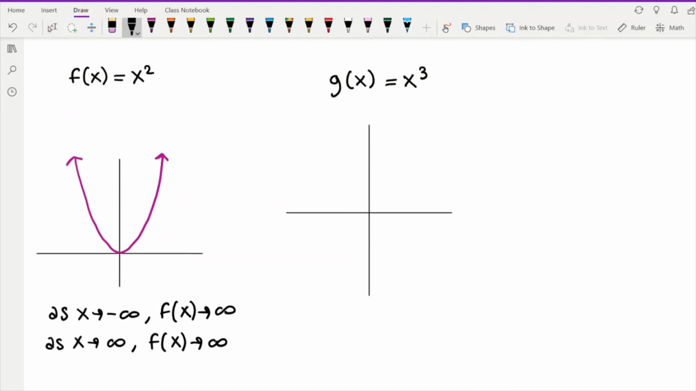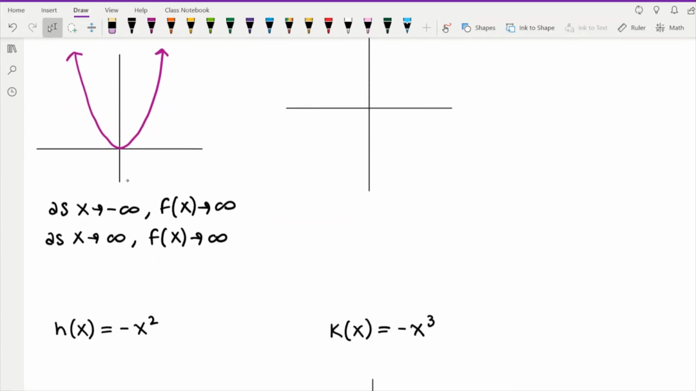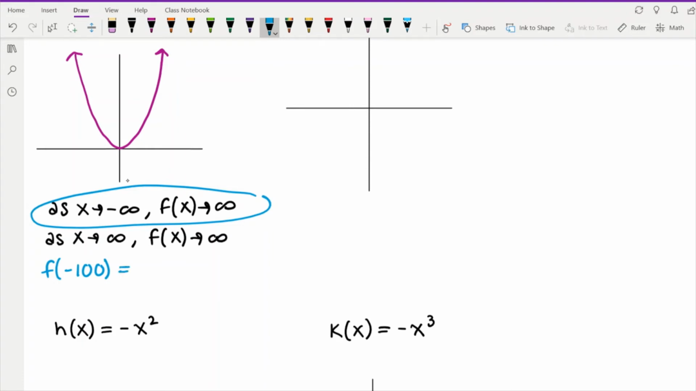One useful way of understanding end behavior is you can test numbers. So for example, if we wanted to play around with this idea, we could plug in a number like f of negative 100. What would f of negative 100 be? It would be negative 100 squared, which is, I always forget, 4 zeros, so that's 10,000. So when we plug in a large negative number, we get a large positive number.